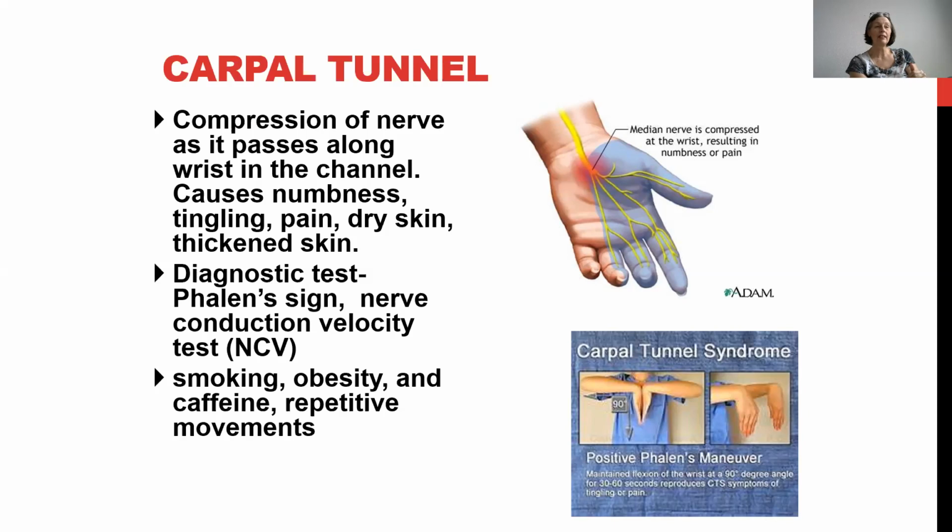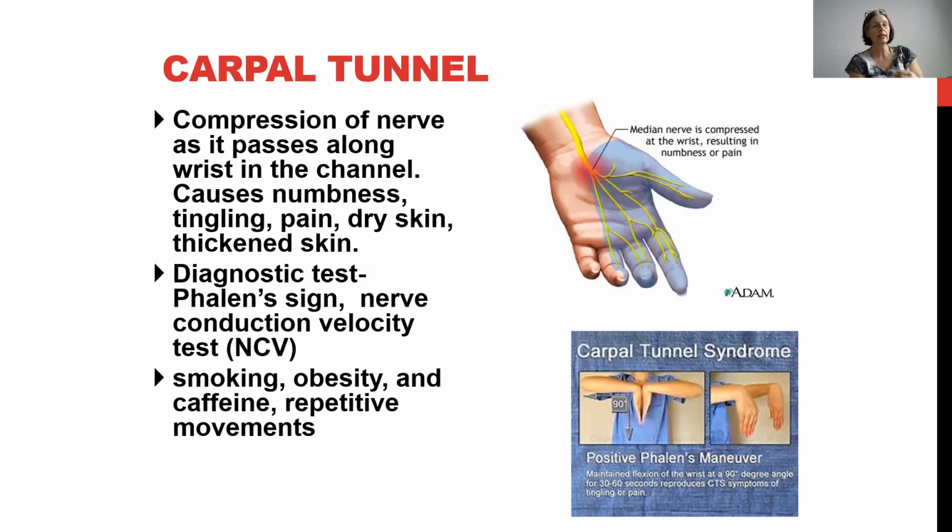What we'll do is a Phelan sign. We'll have the patient bend their hands like this. And if it causes pain, the typical pain we associate with carpal tunnel, we close off the tunnel when we bend our wrists past 90 degrees like this. If we want a test done through a muscle physiology lab, they can do a nerve conduction velocity test that will also determine if it's carpal tunnel or not.